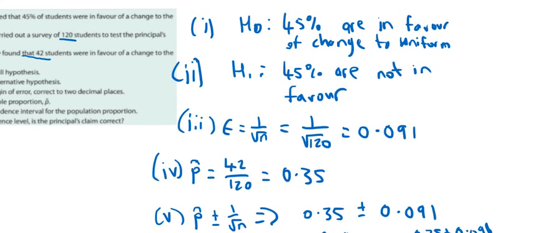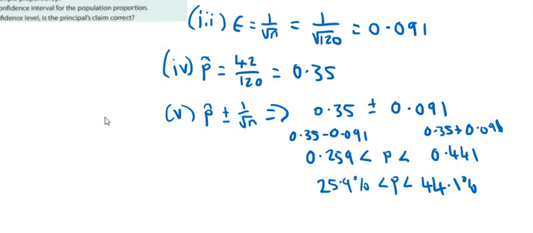So let's look back at our two hypotheses at the start. Our null hypothesis was that 45% are in favor of a change to uniform, which is what the school principal claimed. And our alternative was that 45% are not. What you'll notice is that the null hypothesis, the 45%, is actually outside of our confidence interval. I know it's pretty close to 44.1%, but it's not within our confidence interval.